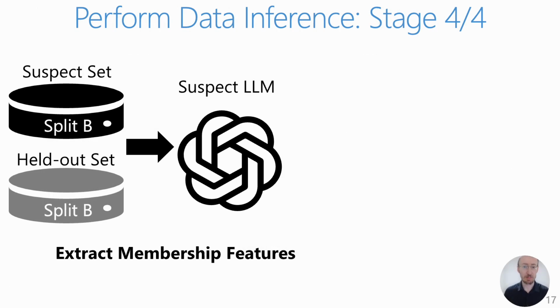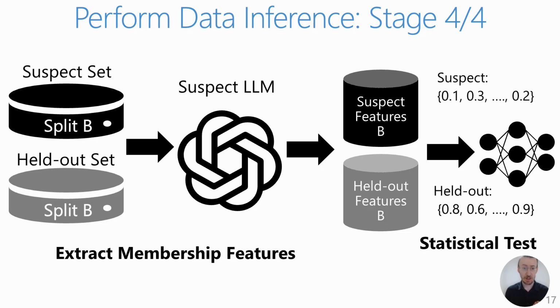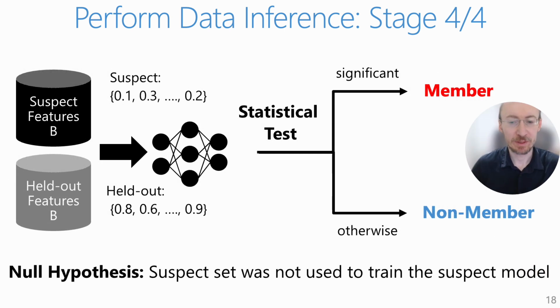Then we use the B-splits of the suspect and held out sets. We extract membership features from them using the suspect LLM, and then we obtain the aggregated confidence scores using the previously trained scoring model. Here we apply a statistical test on the obtained scores. For the suspect data points that are members, their confidence scores should be significantly closer to 0 than for non-members. Then we perform the final step.